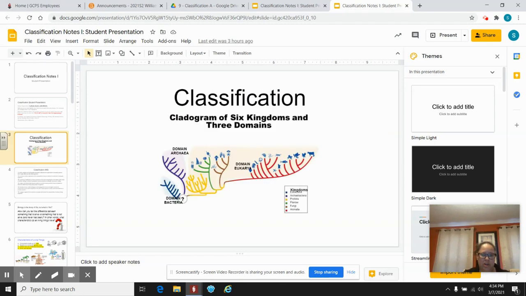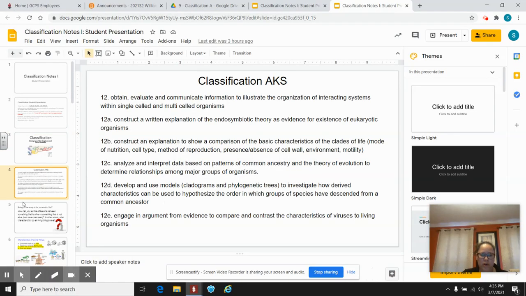So we have started to talk about classification. And as I said, I find the rest of the school year to be pretty easy. So as long as you're taking care of business, you should be able to maintain or improve your grades. So what are you responsible for? Here are your AKS for this unit.